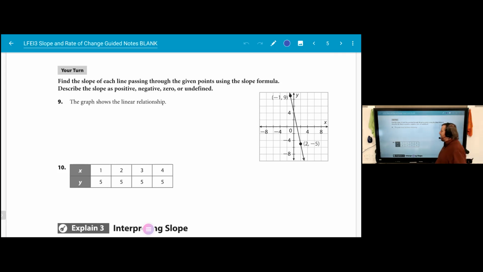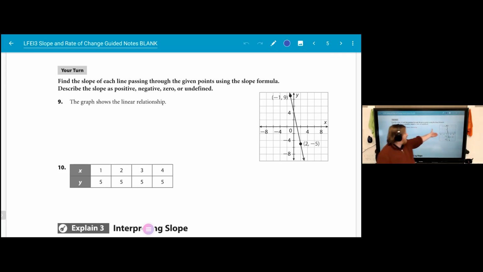Your turn. Go ahead. You're going to do these. It's either going to pause for you if you're on Edpuzzle, or if you're on YouTube, hit that pause button, then come back in a second. Let's do this thing. Find the slope of each line passing through the given points, just like we've been doing. Describe the slope as positive, negative, 0, or undefined.